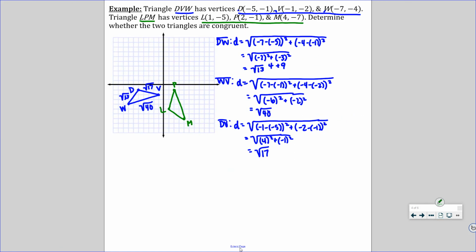Okay, now I will give you these other ones, and you can just write them down. ML ends up being the square root of 13. PM ends up being the square root of 40. And PL ends up being the square root of 17.